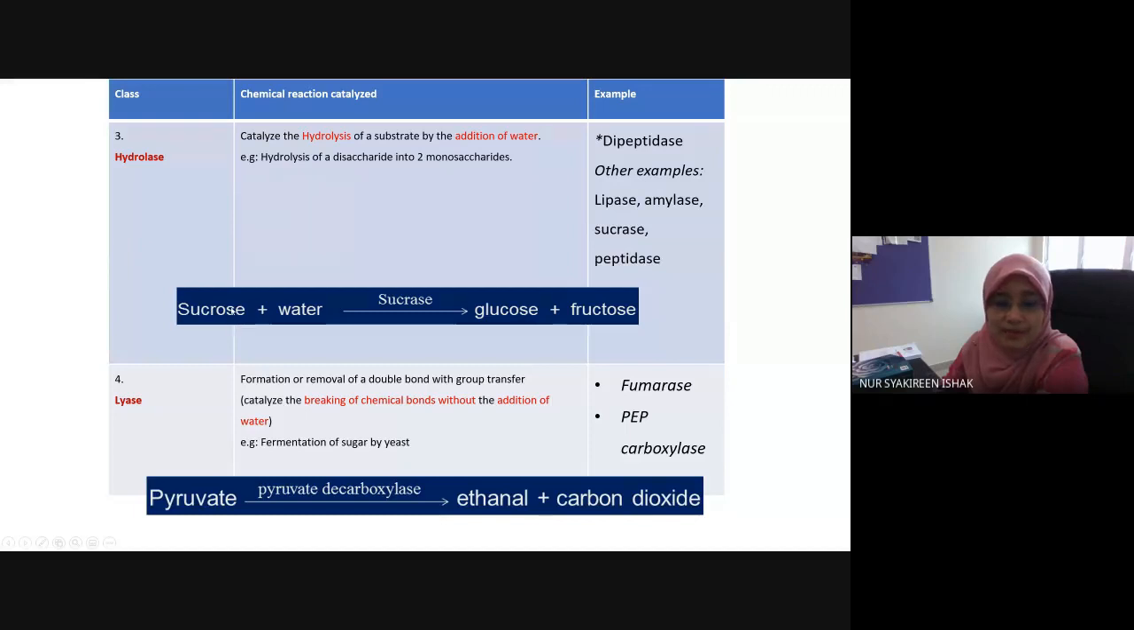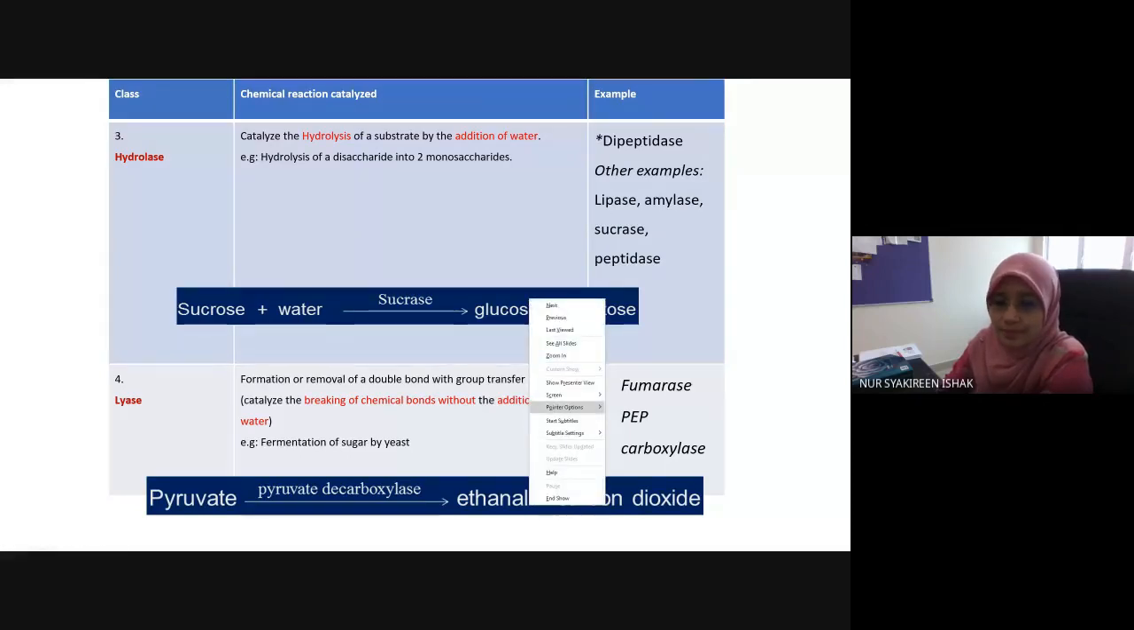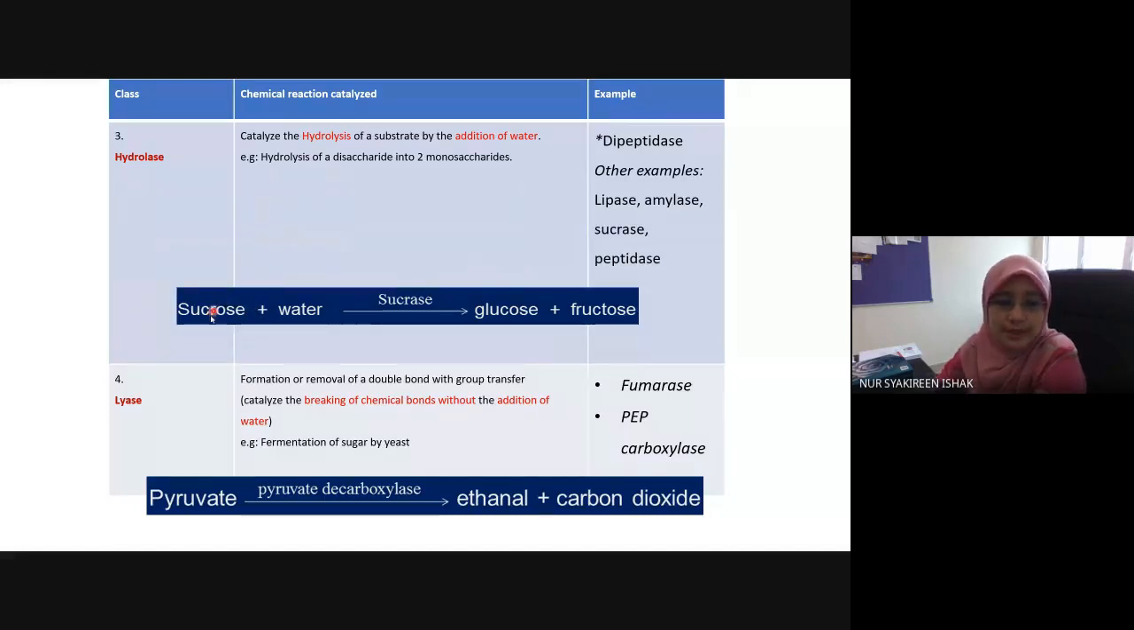So example you have sucrose and water and the enzyme is sucrase. Okay, sucrose is a disaccharide which the monomers are glucose and fructose. Okay, the monomers are glucose and fructose. So the sucrase will break the bond in the sucrose molecule until it forms glucose and fructose and the reaction requires water.